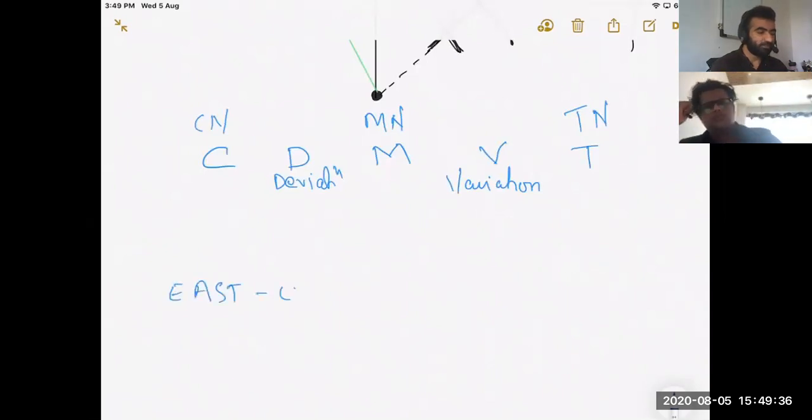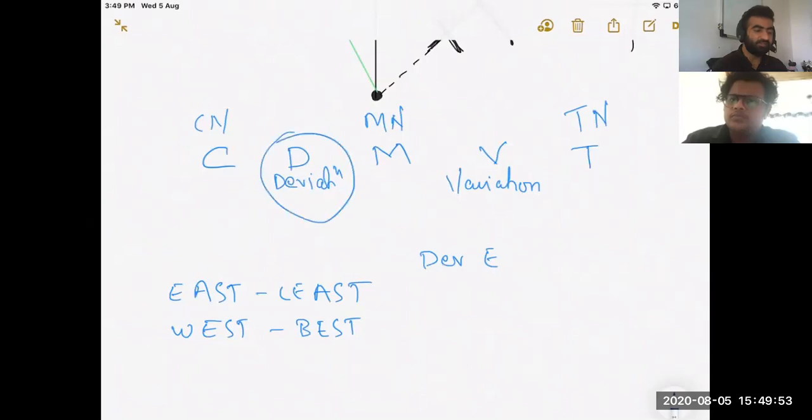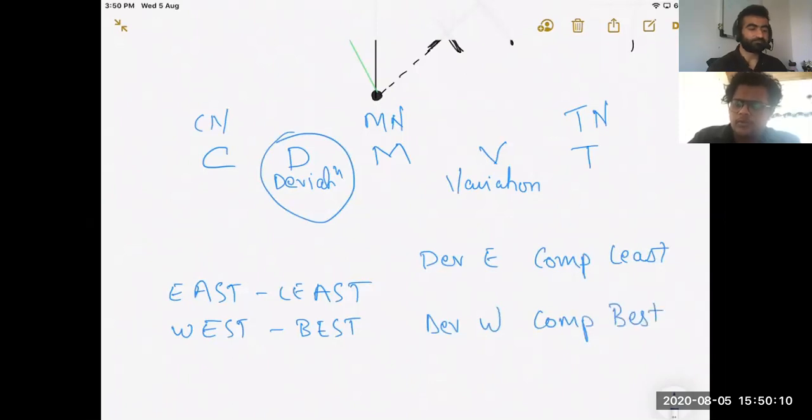Now there is a thumb rule, very important. East, least. West, best. If deviation is east, compass is least. Remember this. If deviation is west, compass is best.